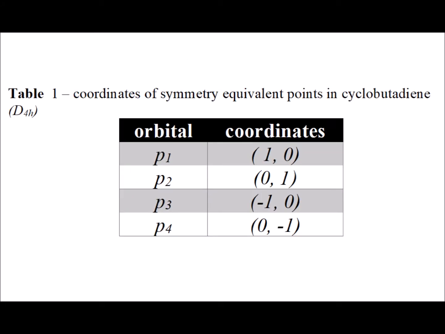A key requirement of the KIM method is to assign coordinates to the orbitals in question, and the only requirement is that these coordinates be consistent with the point group symmetry of the molecule, and we're imagining it to be D4h in this case.